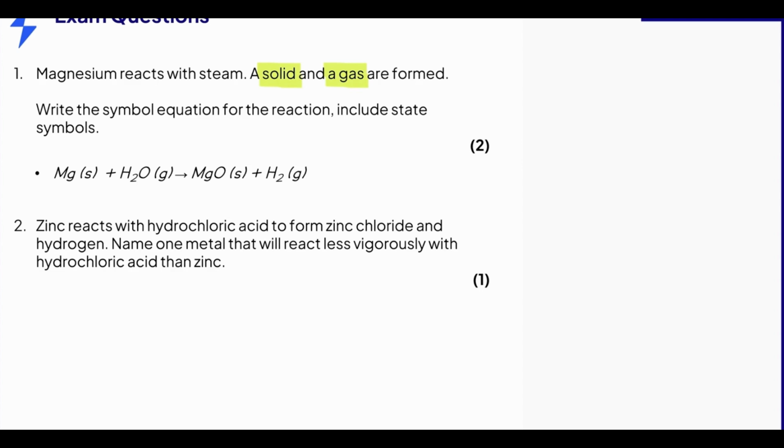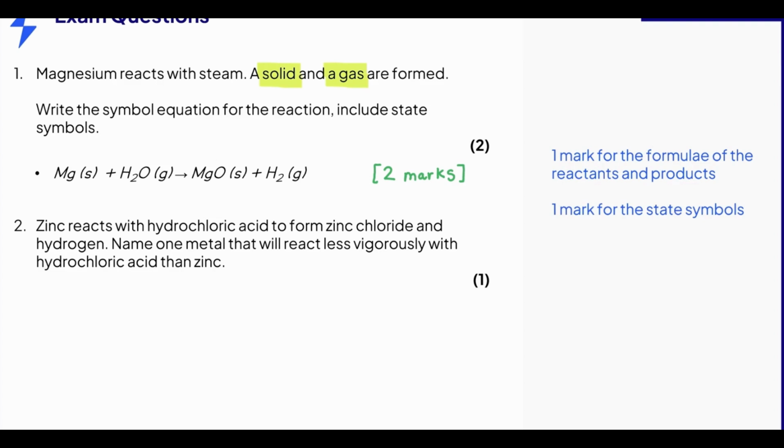Don't forget to check that the equation is balanced, which it already is. There are 2 marks awarded for a correct answer. You will gain 1 mark for the correct formulae of the reactants and products, and 1 mark for the correct state symbols. The second question is testing both your recall of the order of reactivity and your knowledge of the reactions of metals with acids.